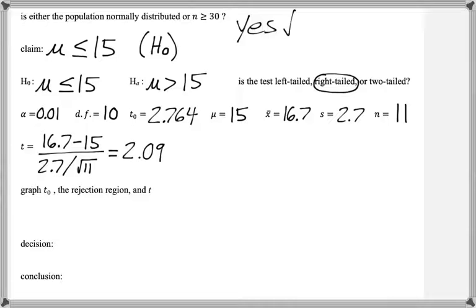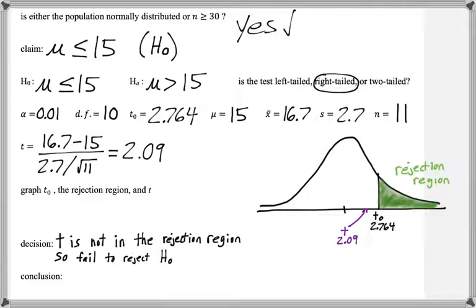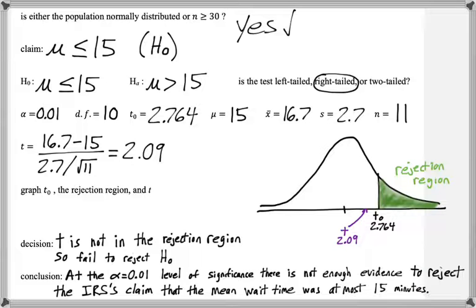Next, let's graph the critical value, the rejection region, and t. So this would be the rejection region. T is here. So for the decision, t is not in the rejection region. So we fail to reject the null hypothesis. So our conclusion is, at the 0.01 level of significance, there is not enough evidence to reject the IRS's claim that the mean wait time was at most 15 minutes.